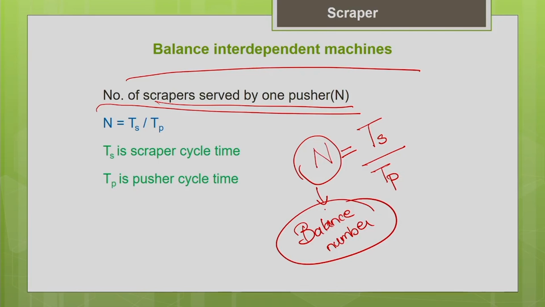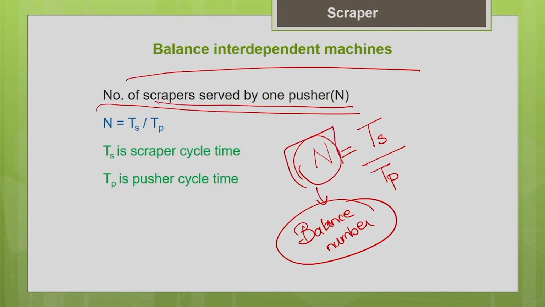So, when you choose the balance number of scrapers and pushers, you can see that there will be minimum waiting time of scraper and pusher, and when you adopt the balance number, the production level of both the machines is the same. The scrapers and the pushers will be working at their maximum production capacity when you have the balanced number, because their waiting time is less. So, that is why it is always preferable to go for the balanced number of scrapers.